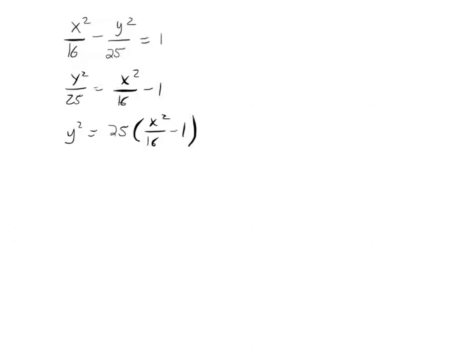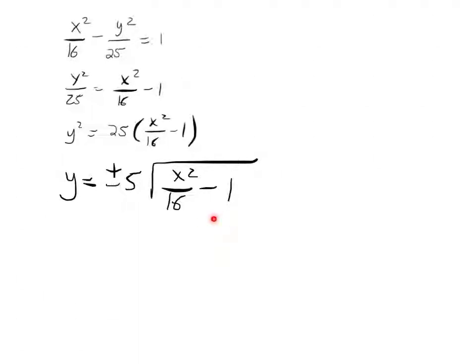So next, let's go ahead and take the square root of each side. I take a square root, I get plus or minus 5 times the square root of x squared over 16 minus 1. And my question now is, what happens as x gets very, very large or very, very small? Say 1,000, 100,000, a million. Basically, this 1 doesn't have too much of an influence on this expression as x gets larger and larger, or x gets smaller and smaller, heading toward negative 100, negative 1,000, negative a million.